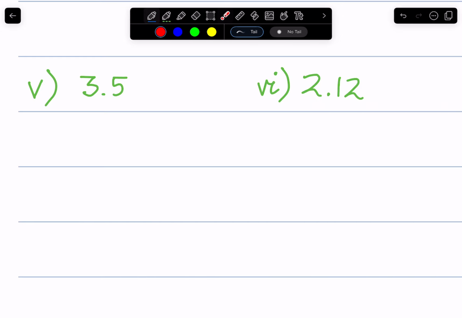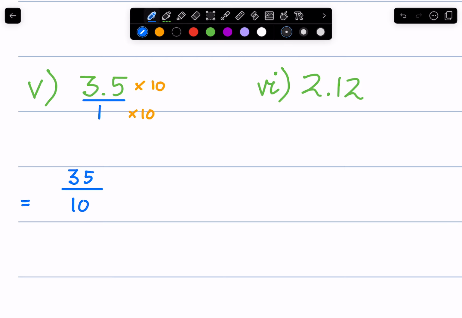So we want 3.5, which we can express as over 1. We want that 3.5 to be a whole number. To do this, we need to move that decimal place one spot to the right. So we're going to multiply the numerator by 10 and the denominator by 10. This will give me 35 over 10.